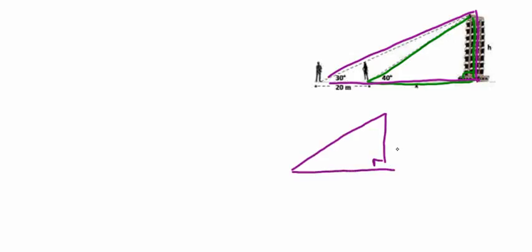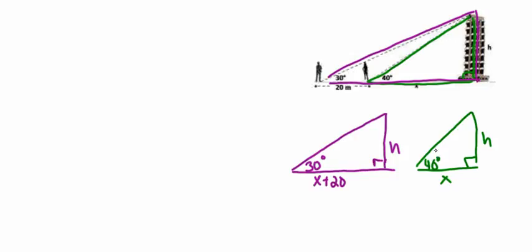So for the purple triangle, it has a height of h. It has that 30-degree angle, and its horizontal piece is going to be the 20 in addition to the x. So x plus 20 or 20 plus x. And for the green triangle, again, that same height. This time the horizontal piece measures x units long, and the angle of elevation is 40 degrees.